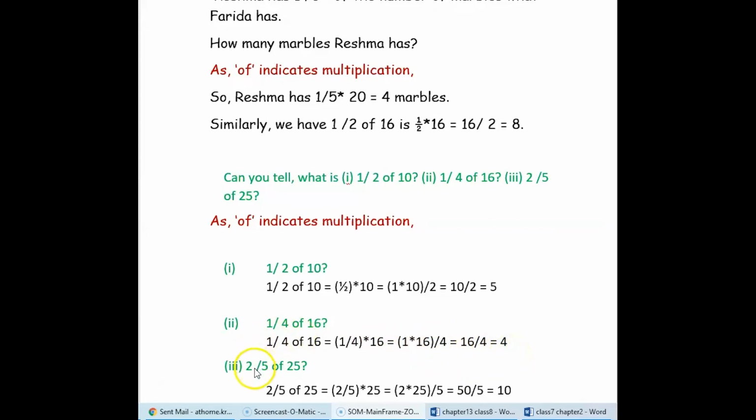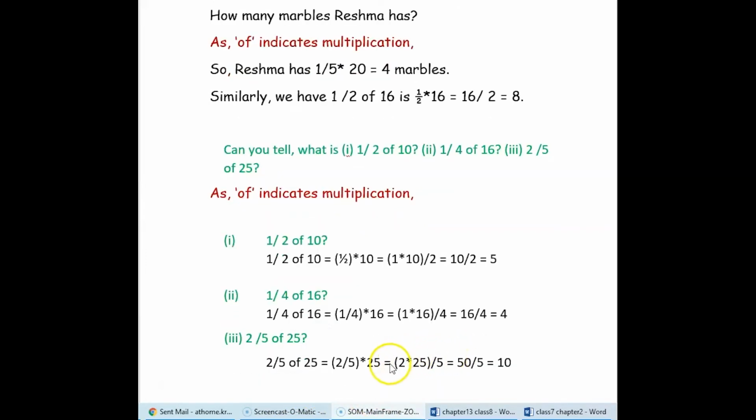So next, 2 by 5 of 25. That is 2/5 of 25. So we can write it as 2/5 into 25. So which is nothing but 2 into 25 divided by 5. 2 into 25 is 50 divided by 5. So 50 divided by 5 is 10.